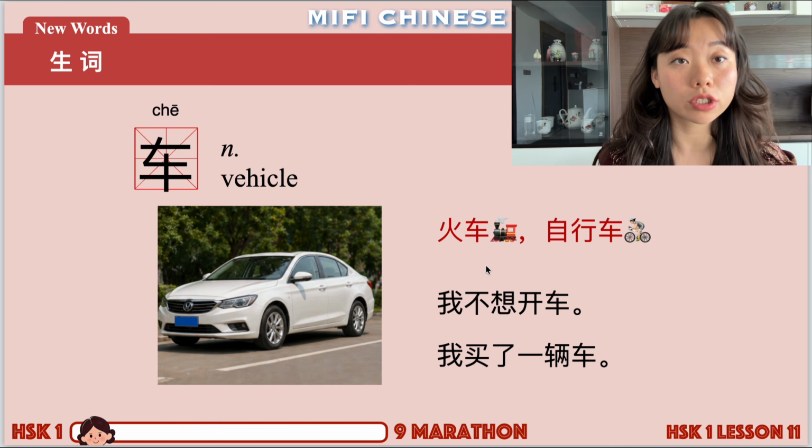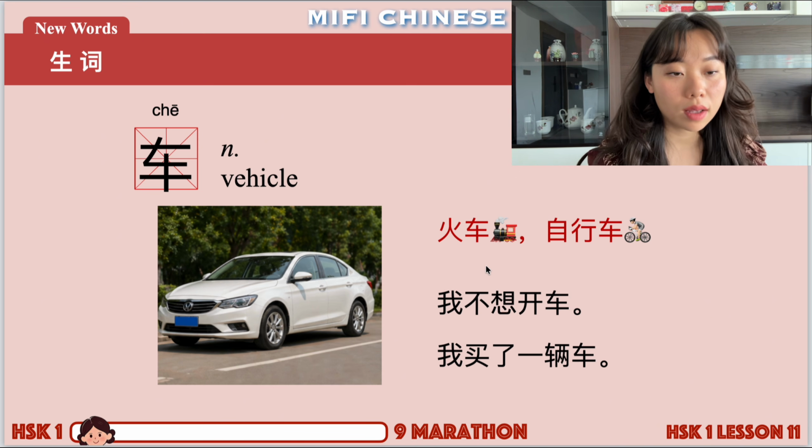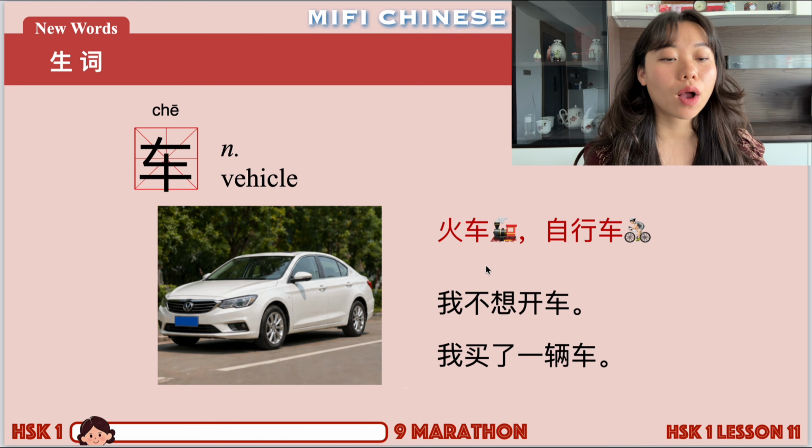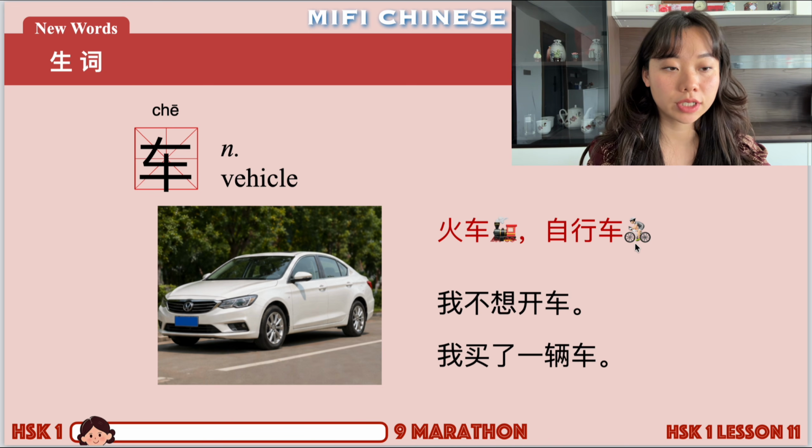For example, 火车. 火, the literal meaning of 火 is fire. So 火车 is actually train. 火车, train. Next one, 自行车. Let me type the pronunciation here.